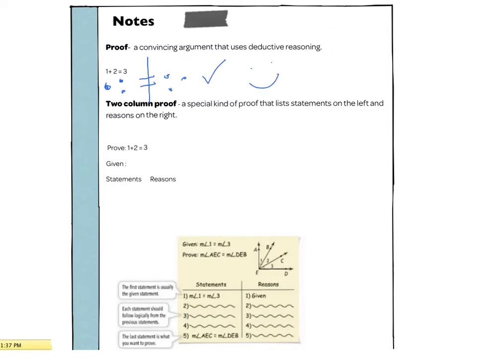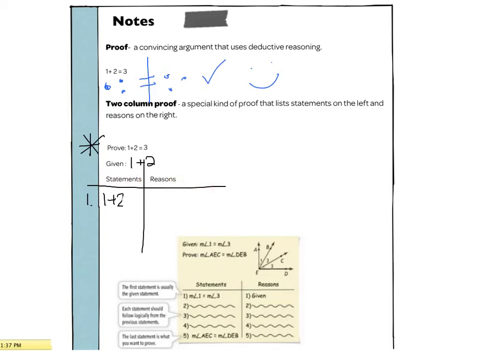Well, we use something called a 2-column proof. And a 2-column proof is a special kind of proof that lists statements on the left and reasons on the right. So let's do the same proof again as a 2-column proof. So here we are doing our first 2-column proof, and what we have to prove is that 1 plus 2 equals 3. Our given here is, well, we don't really have any givens other than all the things we know about the number system. Statements are going to go on the left, and reasons are going on the right. And we're going to number them as we go.